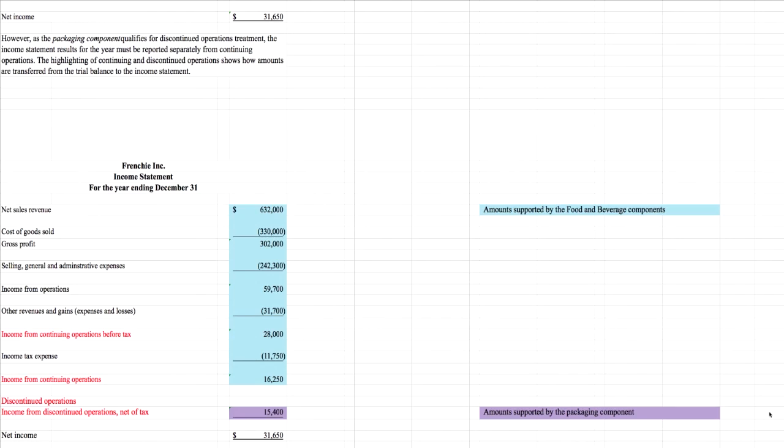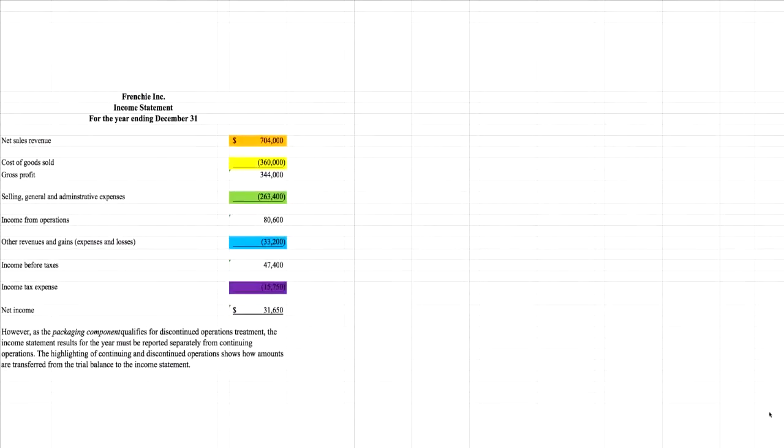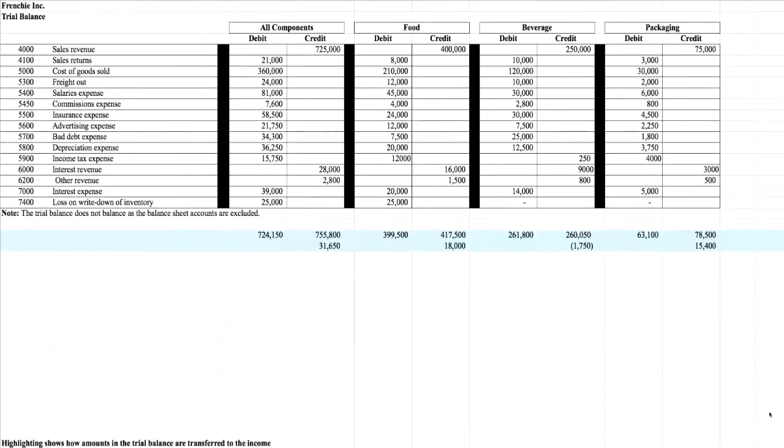Now we'll move into an example, but instead of selling, ironically, when I looked at this, I said, why did they choose to sell packaging, right? So if you look at the packaging, they actually had a profit after tax of $15,400. So it looked to me that if they're going to sell off anything, they might want to sell off the beverage, right? Because that has a loss of $1,750. So now we'll go through and actually focus in on the numbers, but we'll keep the food and the packaging. Now we're going to sell off the beverage.